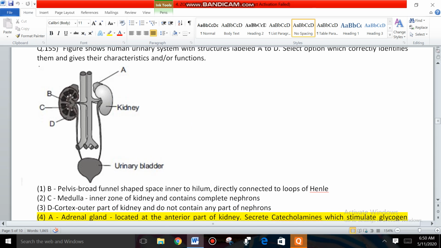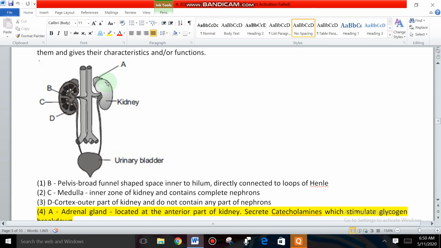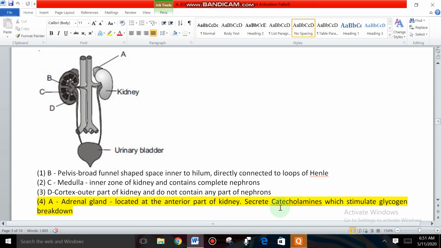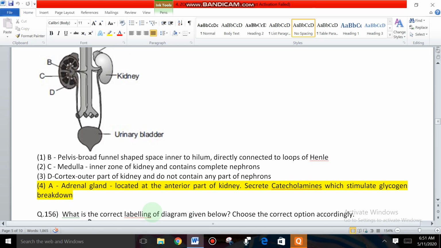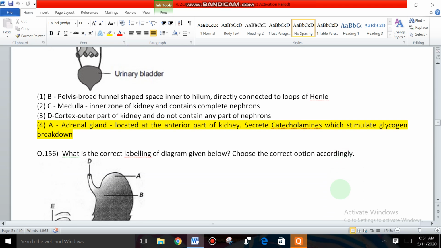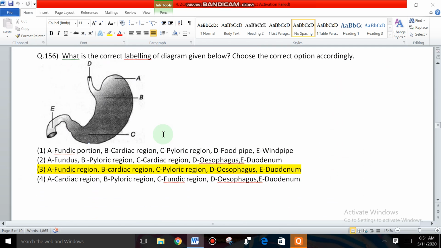Next, this figure is also diagram labeling. Right. So what is A? Adrenal gland. Right. So B, pelvis, and C, the cortex. In C there are renal columns, and D is the cortex region, right? So A, adrenal gland, located at the anterior part of the kidney, secretes catecholamines, which stimulate glycogen breakdown. One of the functions of adrenal gland secretions, hormones, right? Catecholamines. What are catecholamines? Adrenaline and noradrenaline.